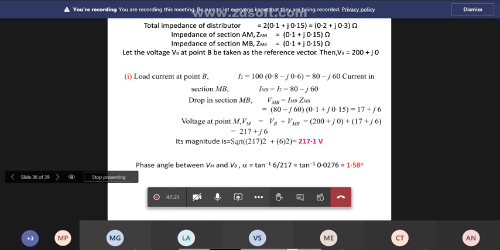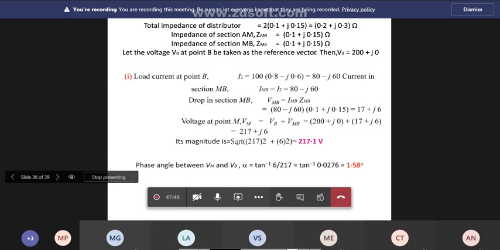ZAM is 0.1 plus j0.15, ZMB is also 0.1 plus j0.15. That's why I am writing total impedance as 2 into this value. Otherwise, by adding these two, we get this value only, right? There is no need for this total impedance. Just the impedance of AM, the impedance of MB, and VB is 200 plus j0.